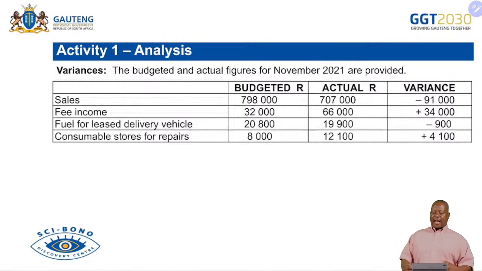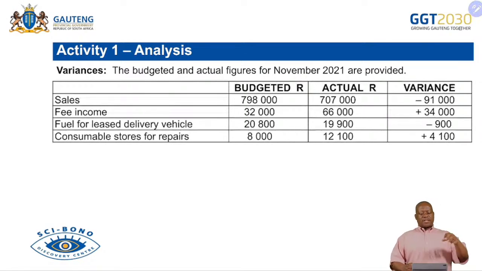Let's go to fee income. Fee income increased. It's more than double. Increased by 34,000. Is that going to make us smile? Yes, definitely. We have got to smile when it comes to fee income. Why? Because it went up. It doubled. That's a positive variance.